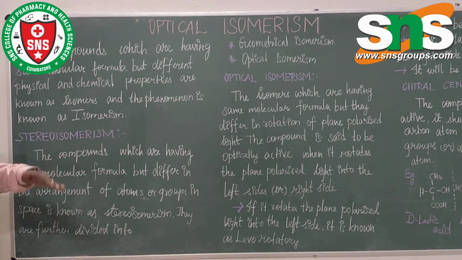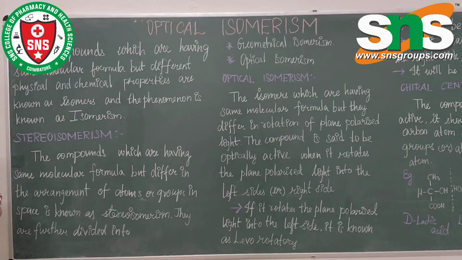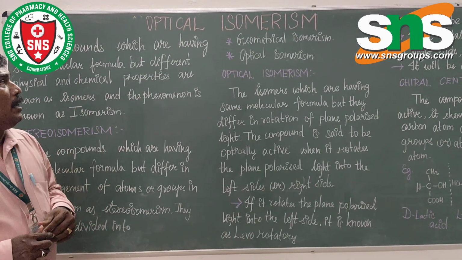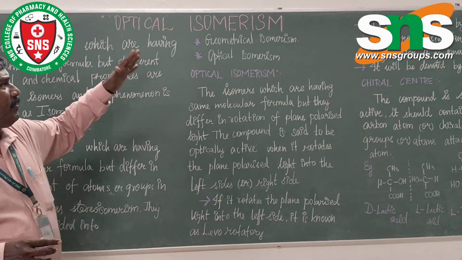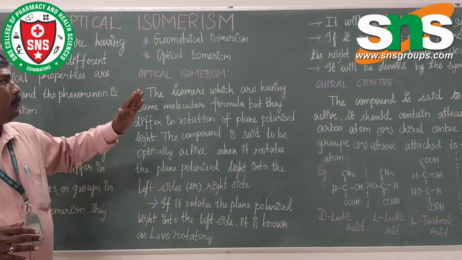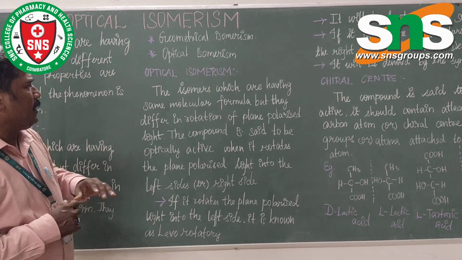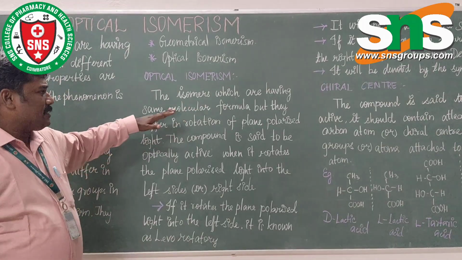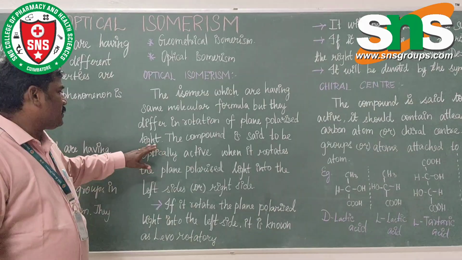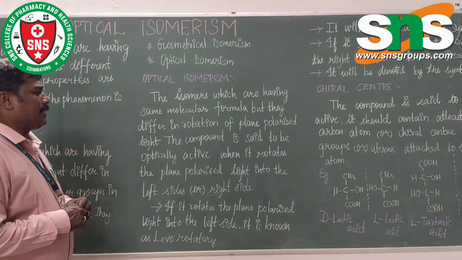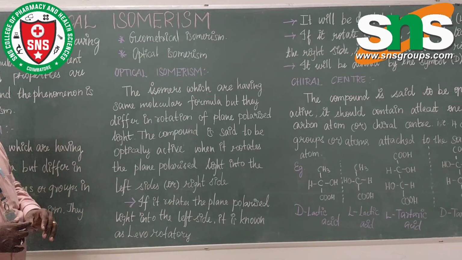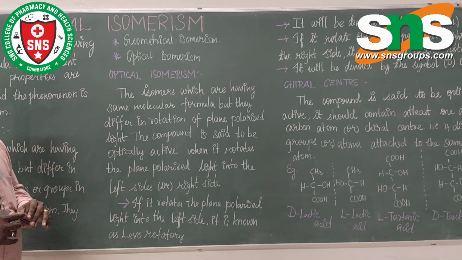Under stereoisomerism we are going to discuss two important topics, geometrical isomerism and optical isomerism. Here we are going to discuss optical isomerism. What do you mean by the term optical isomerism? Normally, the isomers which have the same molecular formula but differ in the rotation of plane polarized light. A compound is said to be optically active when it rotates the plane polarized light to the left hand side or right hand side.